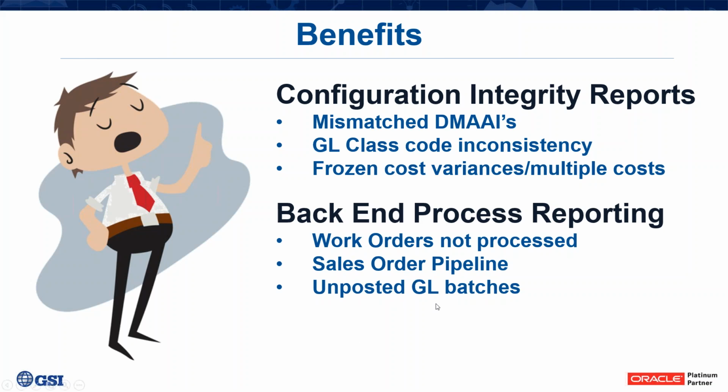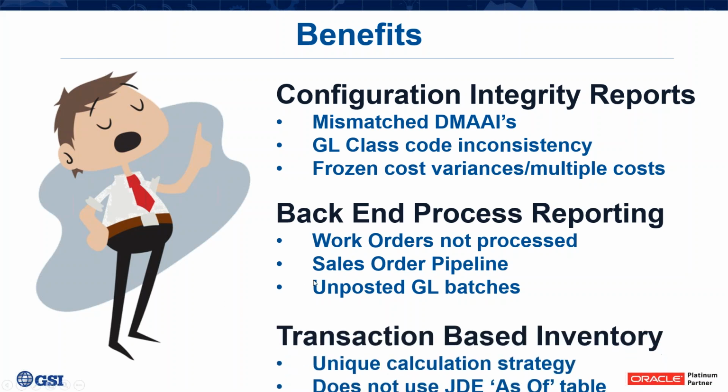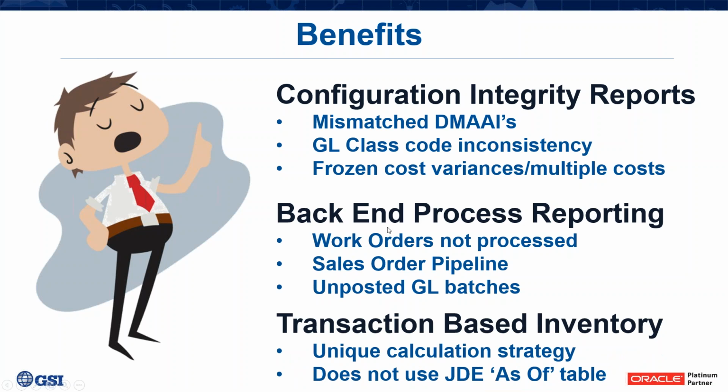Unposted GL batches, we're going to tell you, here are the batches that aren't posted. Here are the batches that don't have any headers. So we need to run that job to get the headers put back, otherwise we're going to have a roll forward problem into the next period. We do a transaction-based inventory calculation. We don't need your entire history to do that. We also do not use the JD Edwards As Of table because experience has told us that it's not being maintained within most companies, so it's not accurate. All of the things we talked about are covered inside the RapidReconciler product.